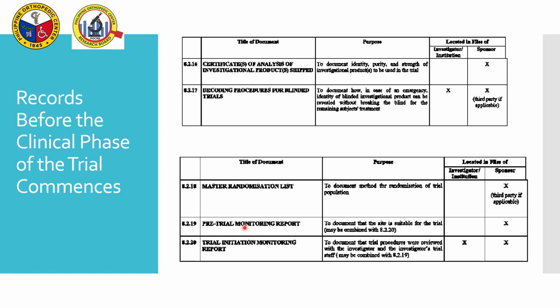Next is pre-trial monitoring. Before a trial starts, we must document that the site is actually suitable for the study, meaning that they have the right facilities and staff. This report is kept in the sponsor's files. Interestingly, this may be combined with the next document we'll discuss, which is the trial initiation monitoring report.